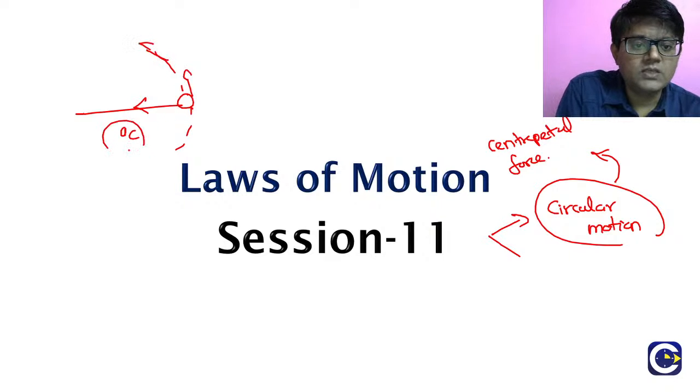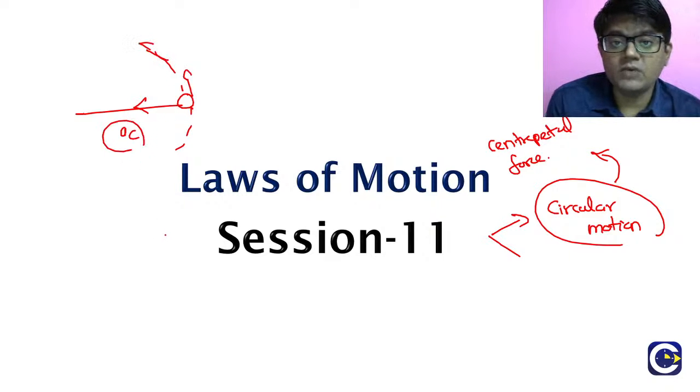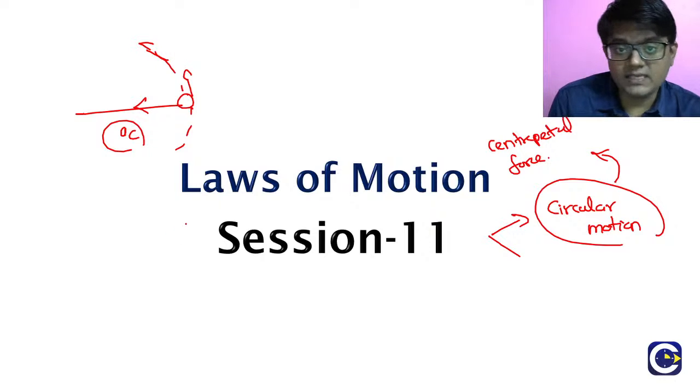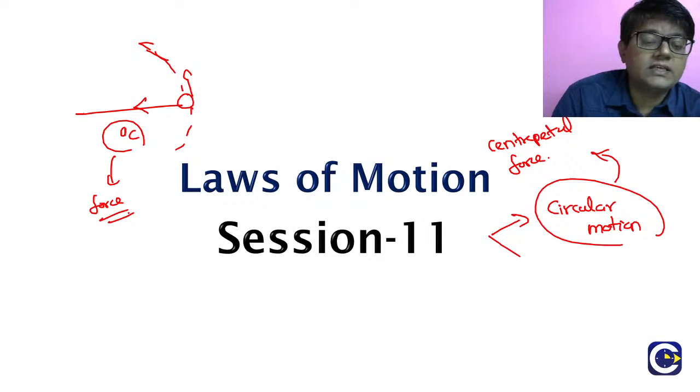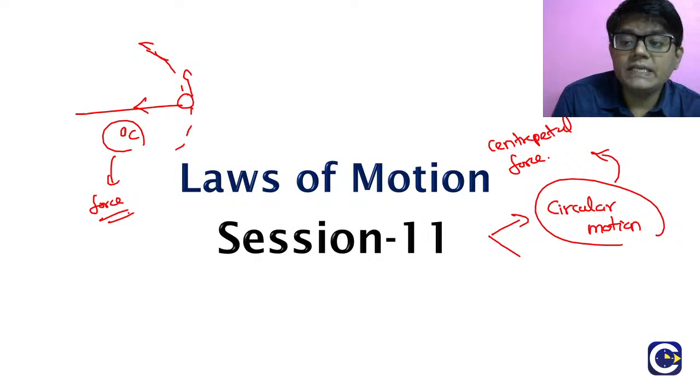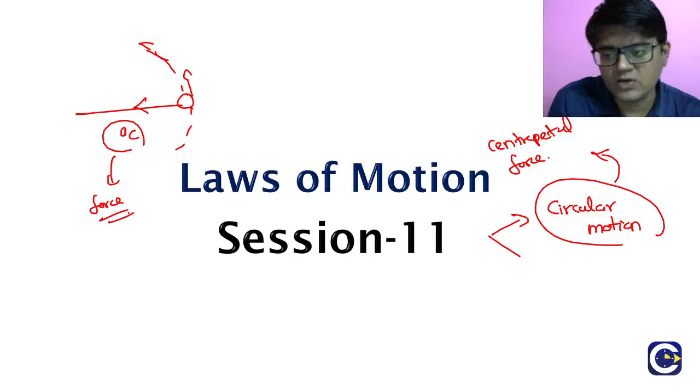What is the name that we give for this acceleration? Centripetal acceleration. So centripetal acceleration has to come from a force. For the acceleration to come, there should be a force acting towards the center of the circle. In different examples, this centripetal acceleration is provided by different types of forces. We will look at certain examples and study the circular motion.